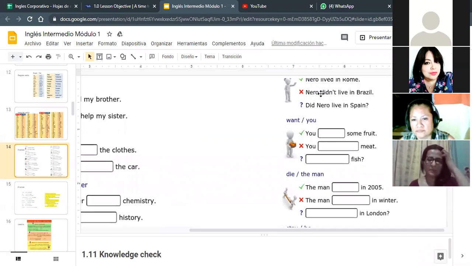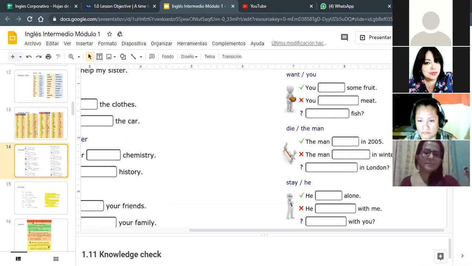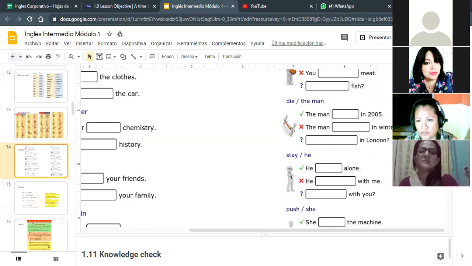This is going to be like this. We are going to have affirmative for the checks, negative for the X, and for the question mark, we're going to create a question. So here it says, Nero lived in Rome. Nero didn't live in Brazil. Did Nero live in Spain? So we're going to do three things together here. So the first one, it says, want and you. Affirmative. You wanted some fruit. And the negative? You didn't want meat. And the question? Did you want fish? Good. Did you want fish? What about the next one? Die and the man.